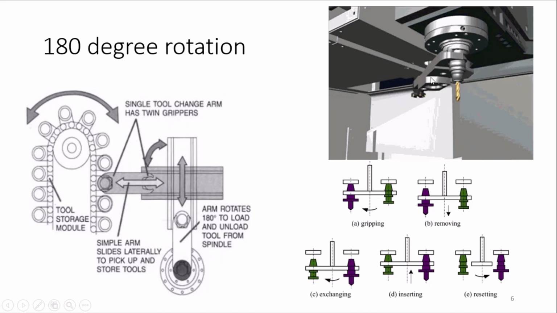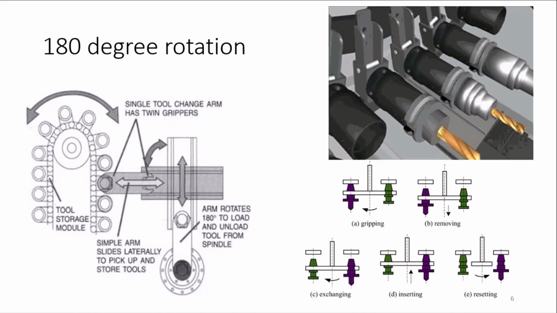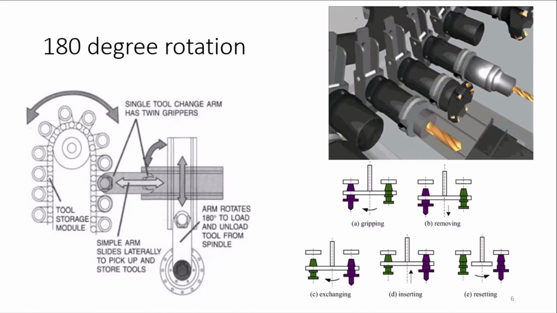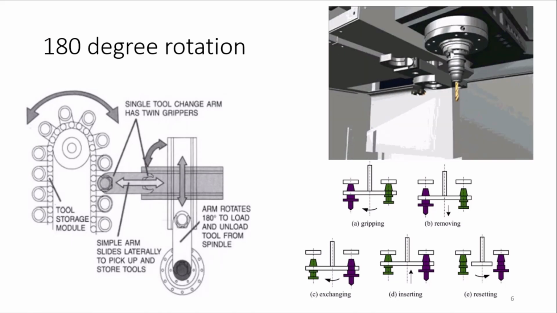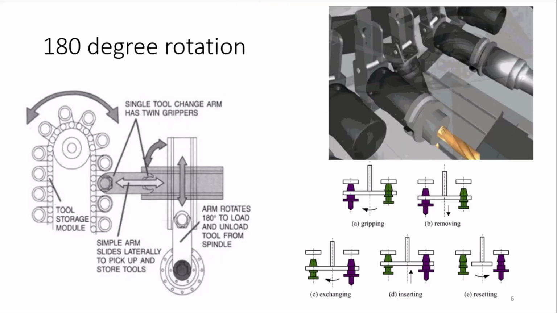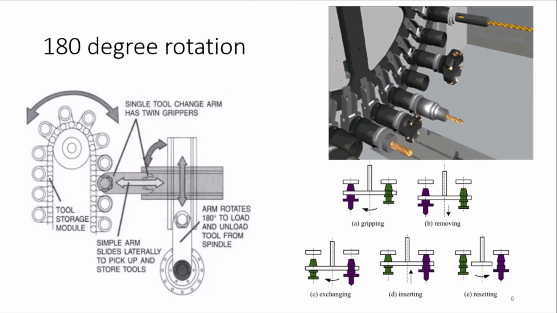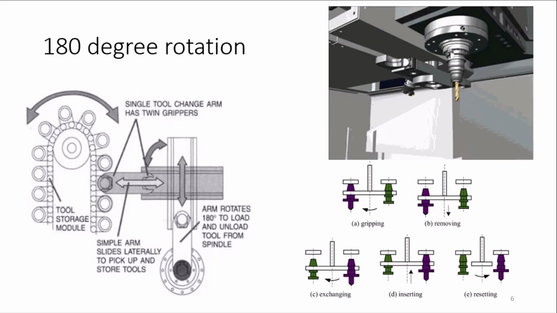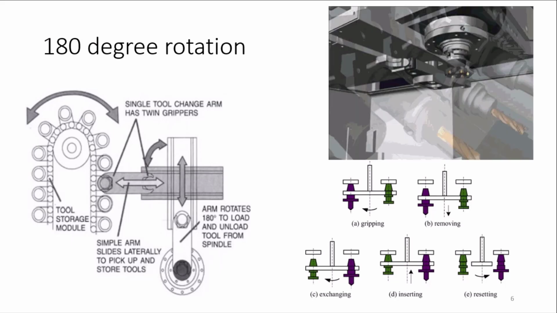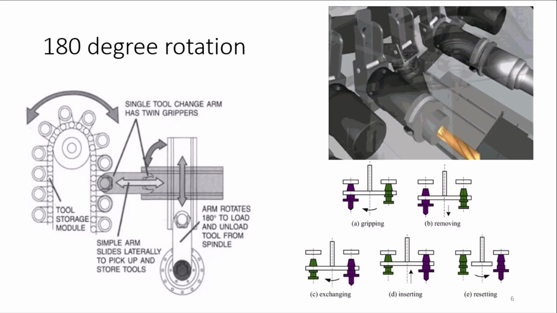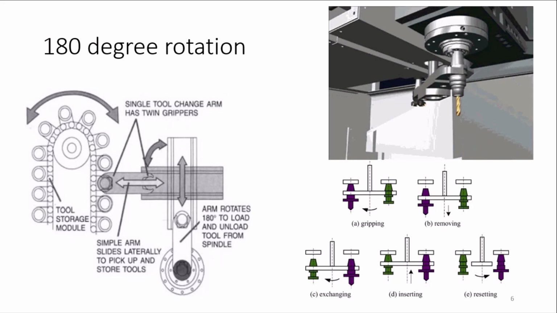The tool comes down, and this 180-degree arm removes the tool, exchanges it and inserts it back. Here you can see both things: the drum type ATC magazine, and this 180-degree rotation arm. It is gripping both tools, removing the tool from its location, then rotating 180 degrees, and then inserting it back, then resetting. Fine. So this is how the 180-degree rotation works.